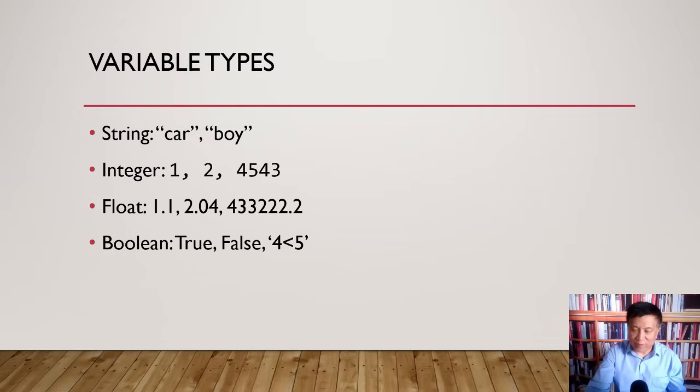For example, the string can be a word, car or boy. Integer can be 1, 2, 3, 4, 5, 6. The float is any number with decimals, and Boolean just means true or false.